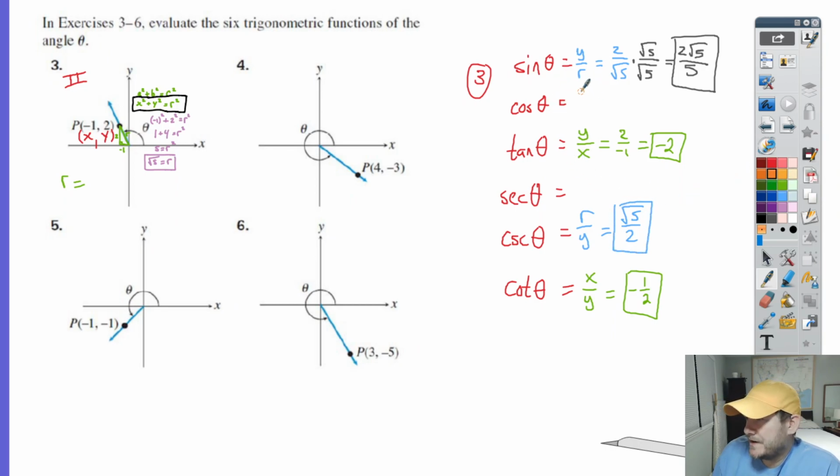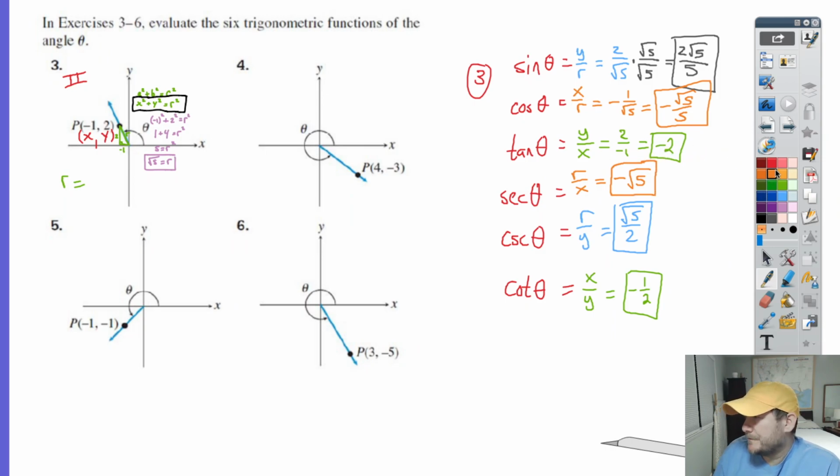All right, now cosine is just x over r. That means it's going to be the negative 1 over root 5. That's going to be, when you clean that up, root 5 over 5. So that's cosine. Now secant will be the reciprocal. So that's just going to be root 5 over 1, aka root 5. Now it's still negative though. It's root 5 over negative 1, so it's negative root 5.